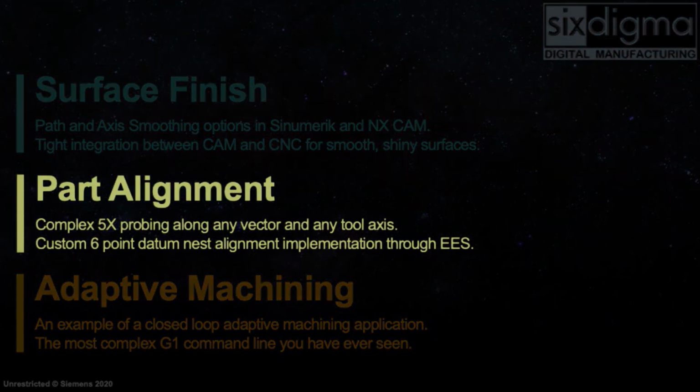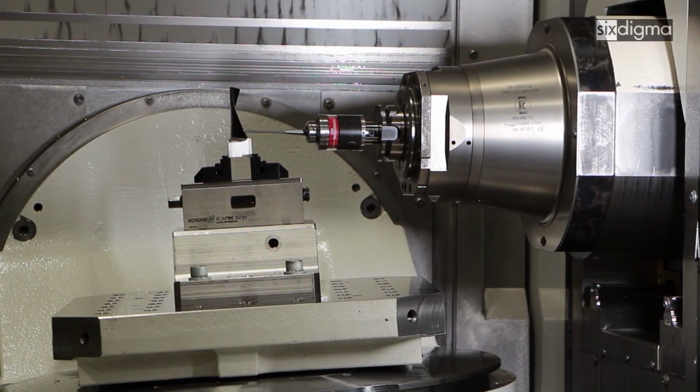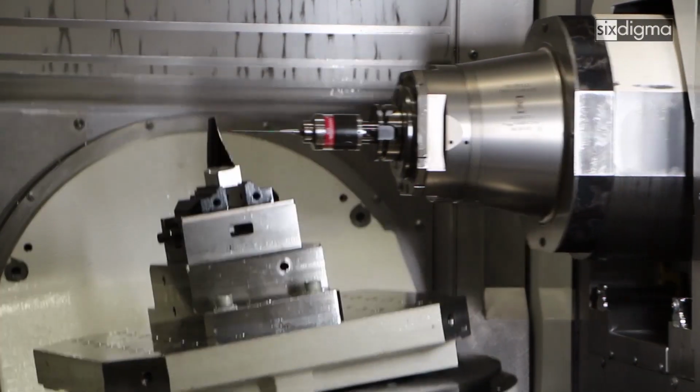In the second example, we are going to show how we use five-axis probing features in NX CAM. We also use EES, the externally executable source feature in Siemens 840D. This allows us to probe the part, push the results to the PCU, run our custom math routines, and bring back the alignment to the controller.